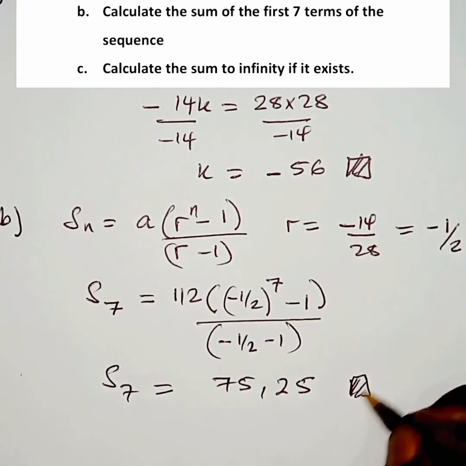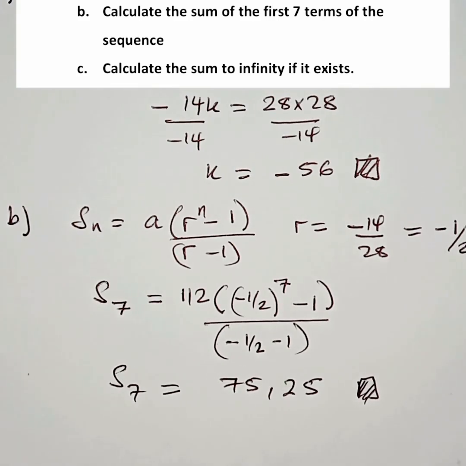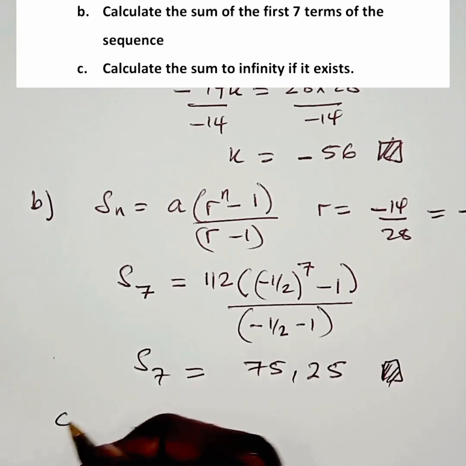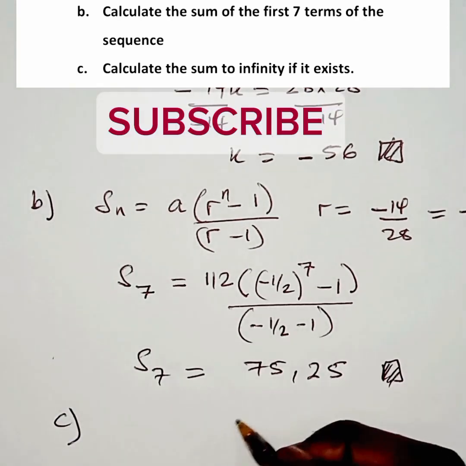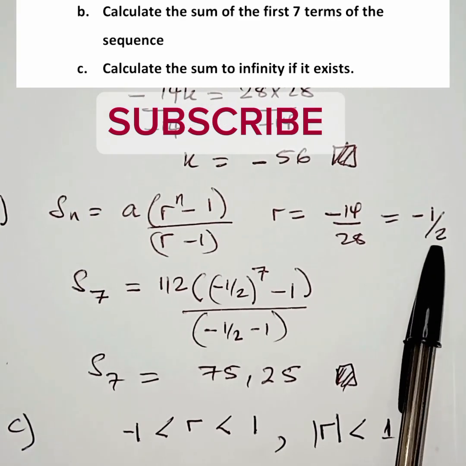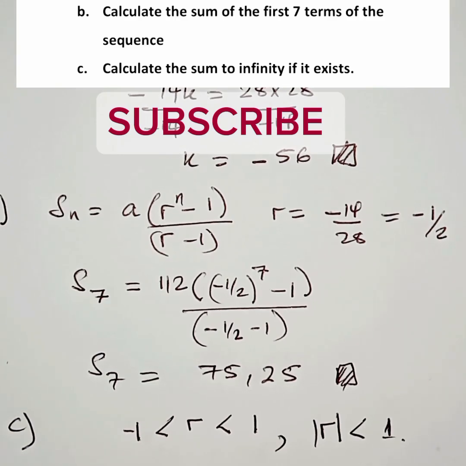Now we need to move on to the next question. We need to calculate the sum to infinity if it exists. All right. Now, for the sum to infinity of a geometric sequence to exist, the value of R is supposed to be lying between 1 and minus 1. In other words, we say the absolute value of R is less than 1. But you can see from above, R is minus 1 over 2. Therefore, the sum to infinity of that geometric sequence exists, so we will be able to calculate that.